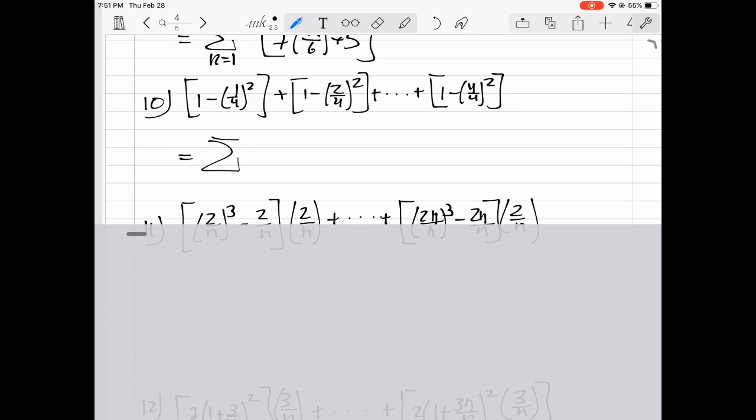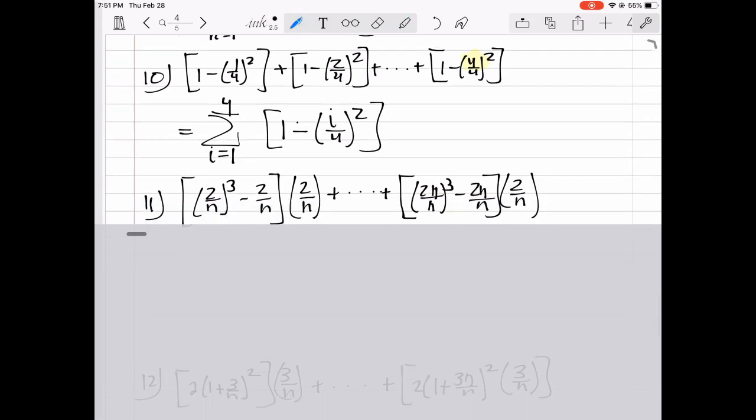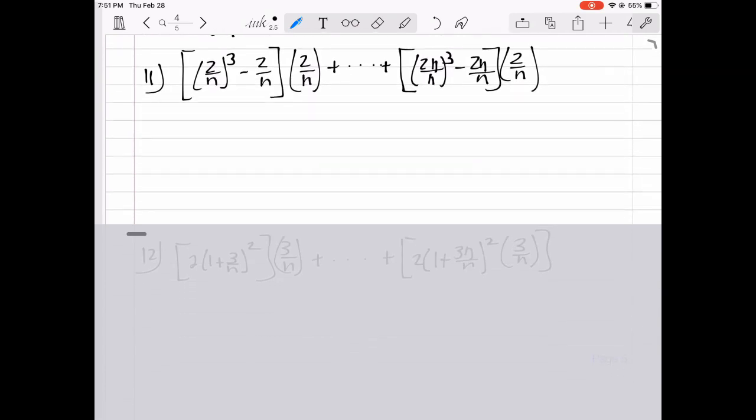Number 10. So again, same thing. We notice that there is the sigma of I equals 1. The structure is equal to 1 minus, and we notice that the parentheses, all of them have the 4 under. So it's something over 4 squared, close your brackets, and we go from 1 all the way to 4. There you go.